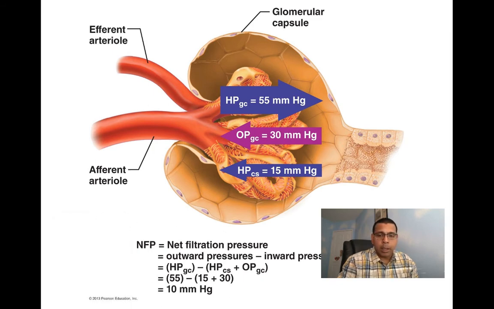Okay, so here you can see it would be, right, NFP is going to be equal to HPGC plus OPCS from the capsular space. We're going to subtract those numbers from, then here we have HPCS, right? So HPCS, this is your equation. Make sure you know this.